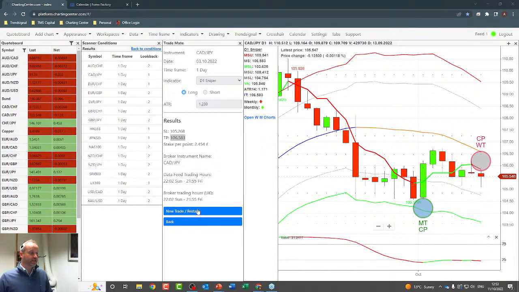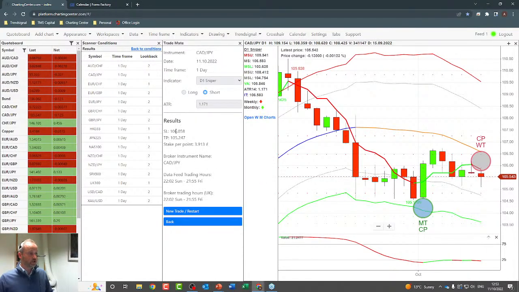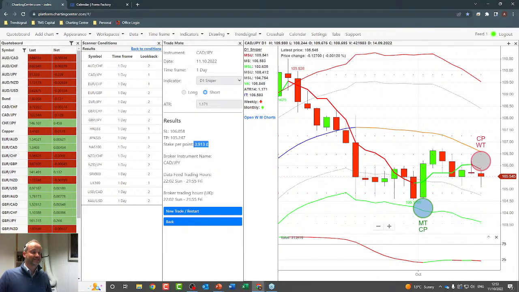Okay, so for this particular trade, as ever, I digress enormously. Calculate trade details, and you've got a stop loss at 106.05. You've got a take profit at 105.24, and you've got the stake per point at £3.93. So that stake per point was bigger than the example earlier, and that's because the stop loss is tighter. This is based on risking a percentage of your account, like 2% of your account, 1%, whatever you want to set it up as. So the tighter the stop, the bigger the trade size, the stake per point you're going to do, which then keeps the monetary risk the same.